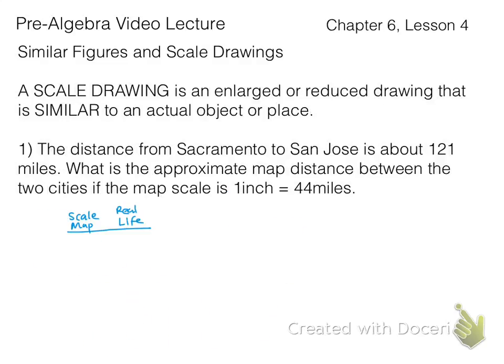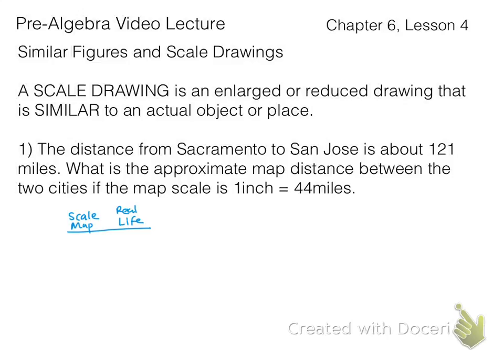All right, last thing we have to do. A scale drawing is an enlargement or reduction drawing that is similar to an actual object. So it's either bigger than what the actual thing is or smaller than what the actual thing is. So when you're looking at a map of the state of California, it is a smaller or reduced drawing that is similar to the actual state of California, unless, you know, your 2-year-old sister or brother drew it, then it's probably not very accurate. But, you know, they had the right idea.